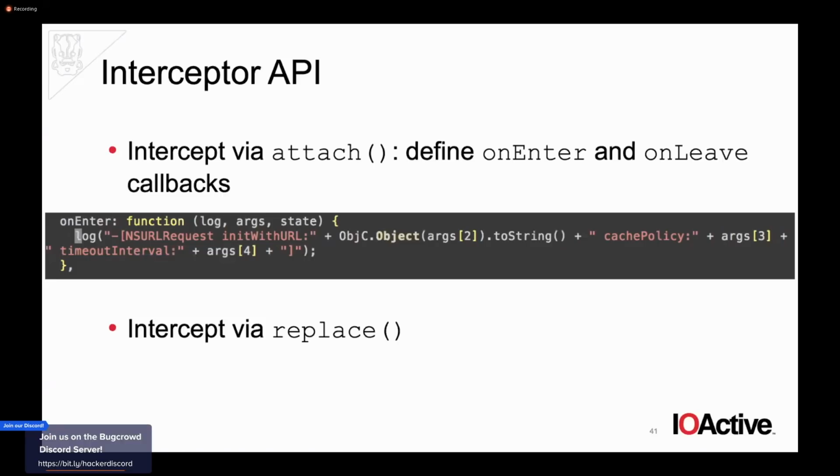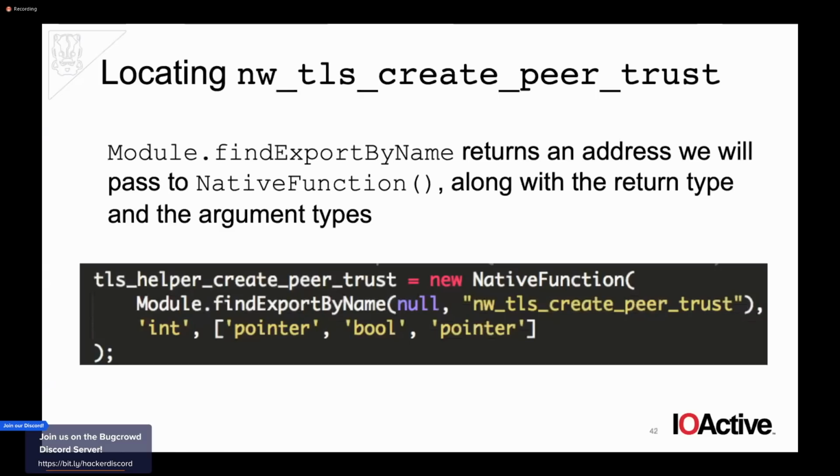The second way that we can use the Interceptor is via replace, and that's what we're going to want to do when we're short-circuiting a function or a method in order to do something like what we're doing here with bypassing SSL pinning. So before we can really replace a method, we have to be able to find it first. And to do that, we can use Module.findExportByName. This is going to return an address that we can then use. We can wrap it in a NativeFunction and use that to later on replace it in the Interceptor.